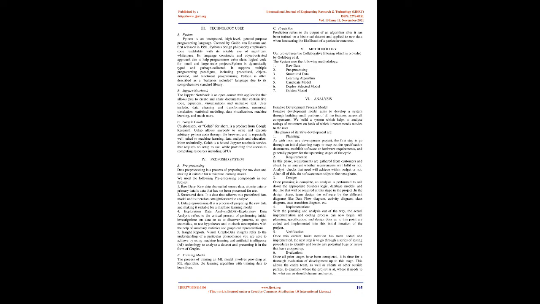5. Insight reports. Visual graph data insights refer to the understanding of a particular phenomenon you are able to achieve by using machine learning and artificial intelligence, AI, technology to analyze a dataset and presenting it in the form of graphs. Training model. The process of training an ML model involves providing an ML algorithm, the learning algorithm, with training data to learn from. Prediction. Prediction refers to the output of an algorithm after it has been trained on a historical dataset and applied to new data when forecasting the likelihood of a particular outcome.